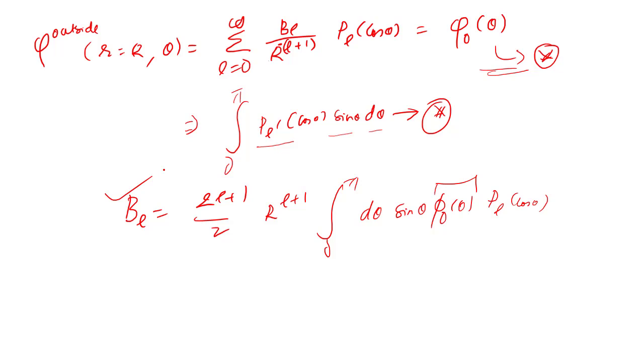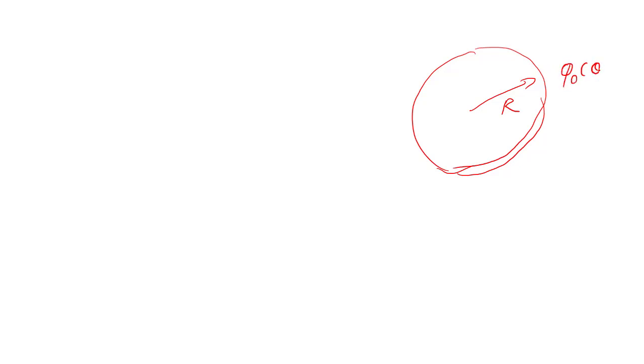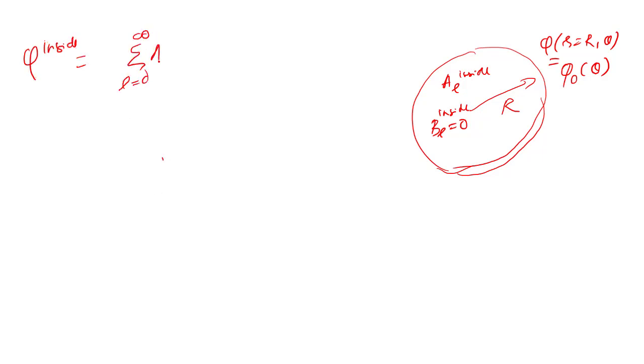So then we can now write the total potential. Our original problem was that we have a sphere of radius R, and we were provided the surface potential as phi at r is equal to R, and theta is equal to phi 0 of theta. Then we figured out that B_L has to be set to 0 inside, and we figured out what A_L is inside. So we can write the phi inside as the sum over L is equal to 0 to infinity of A_L r to the power L P_L of cosine theta, and we figured out what these A_Ls are.